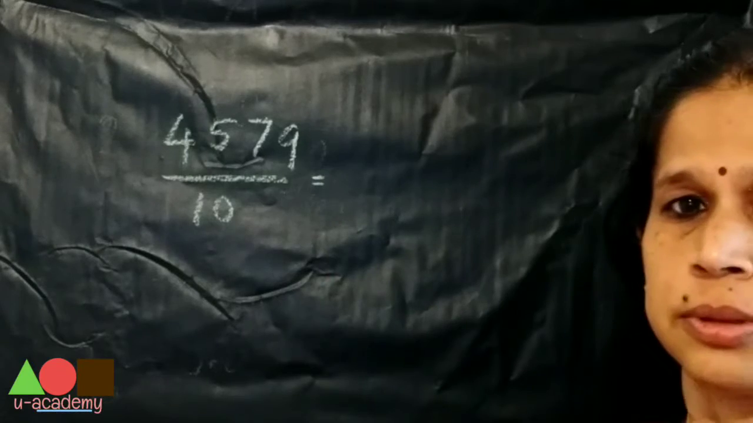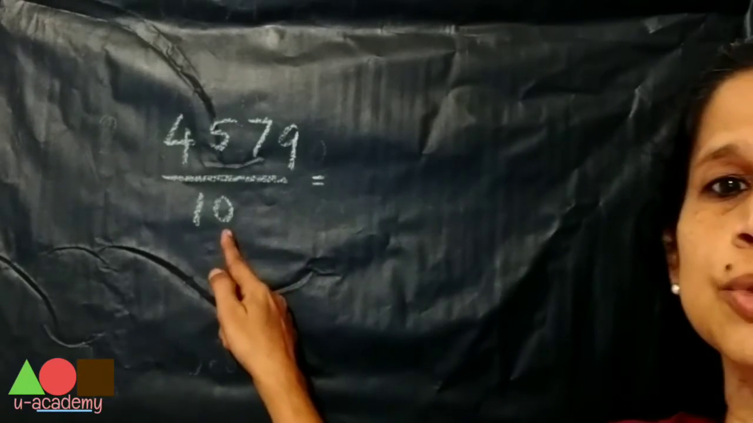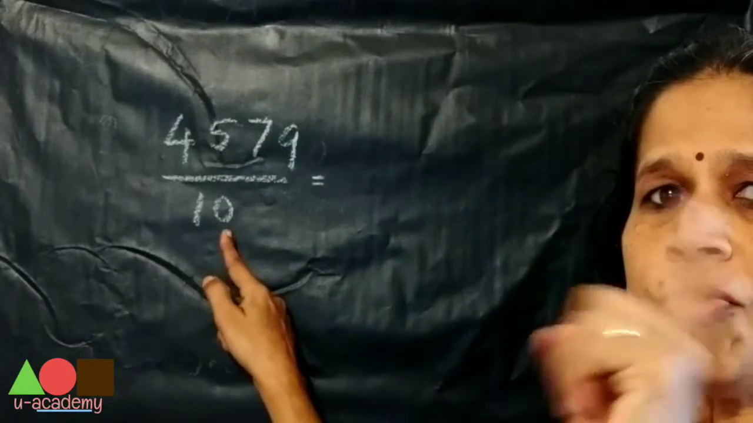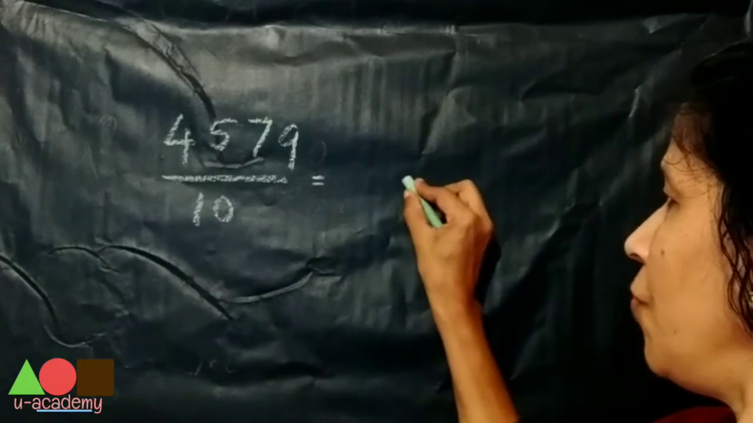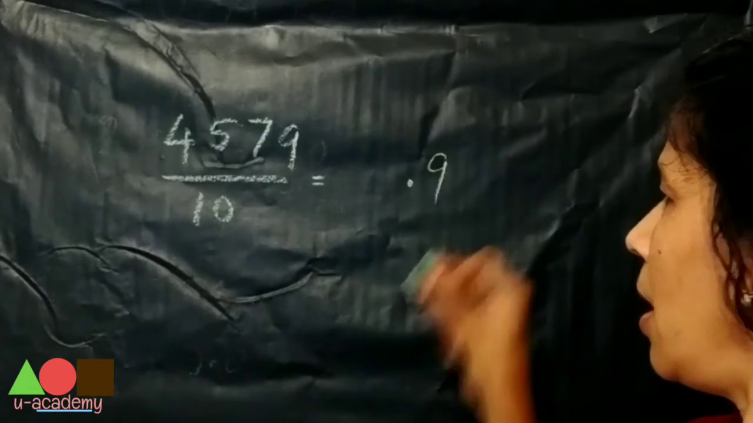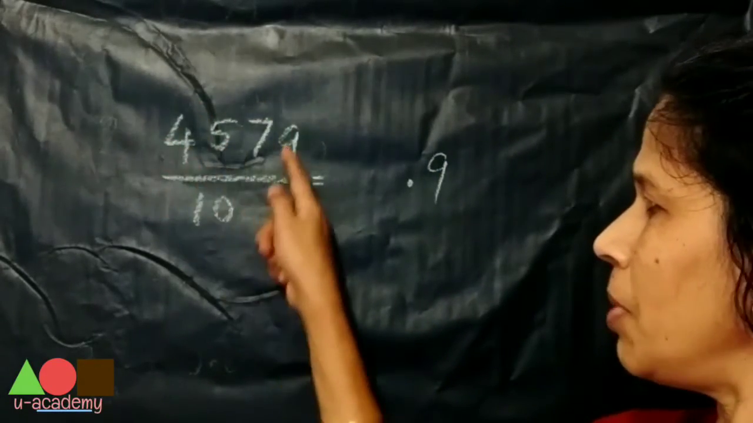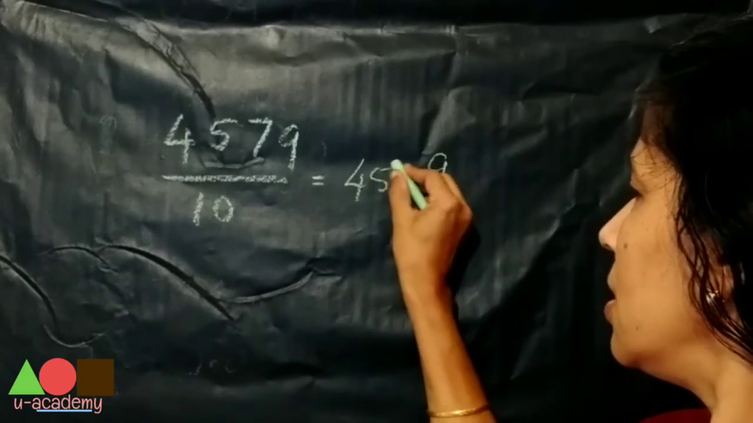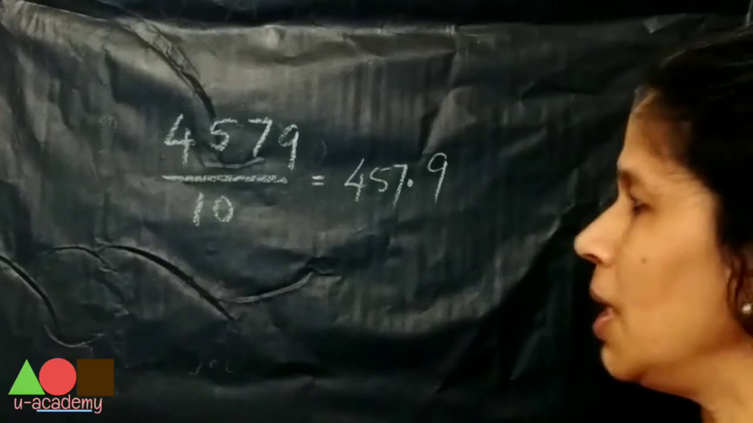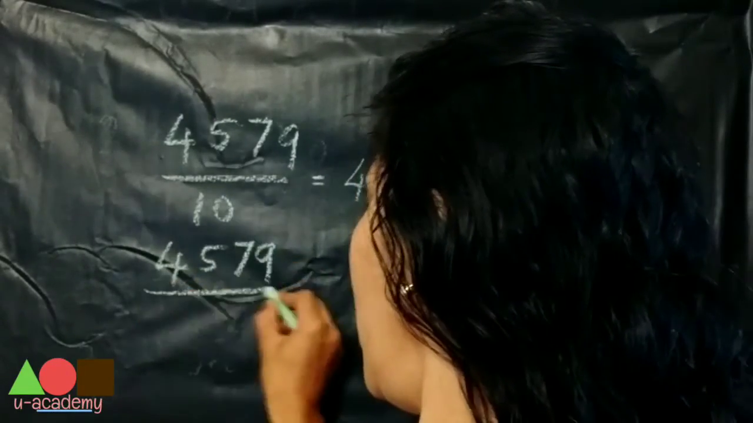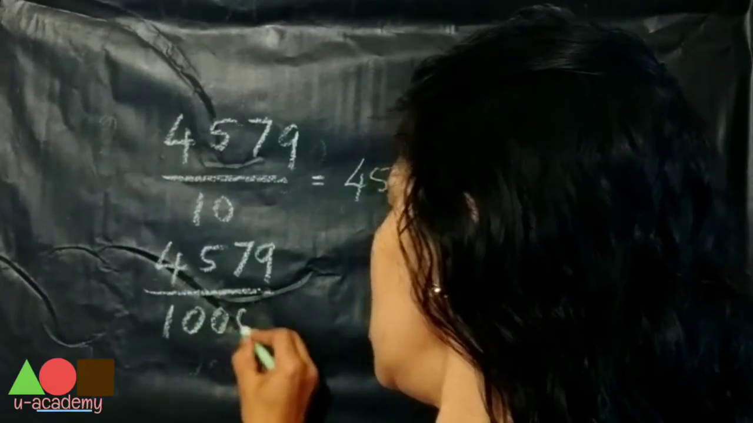How do you write this? Just see how many zeros are in the denominator. Only 1 zero. That means there is 1 fractional digit. So first you put the point, then this last number 9. The remaining numbers, 4, 5, 7, will come as the whole number part.